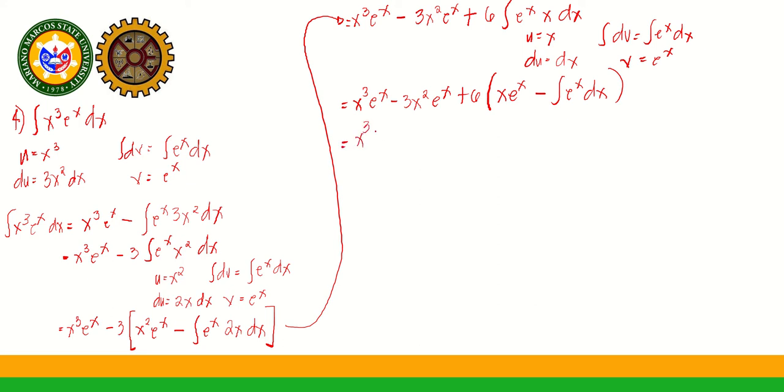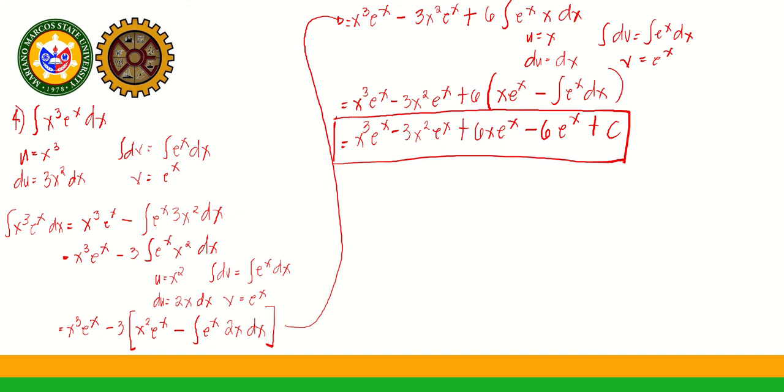So simplifying, we have x cubed times e raised to x minus 3x squared times e raised to x plus, distribute natin si 6. So, 6x e raised to x minus 6, and the integral of e raised to x dx is e raised to x. So, 6 e raised to x. So, don't forget si plus c. So, this is our final answer for example number 4. Okay? So, if kailangan na ulit-ulitin nyo yung IBP, pwede. Okay? Okay, so let's try another example.